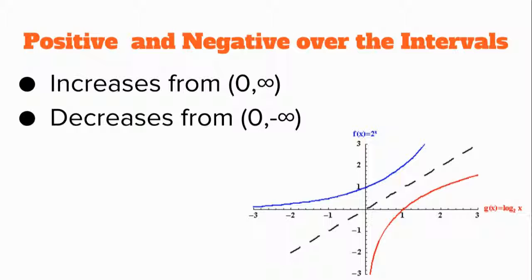All right, so positive and negative over the intervals. Positive and negative has to do with the x-axis, what's above it and below it, or also on the y-axis, what's positive and what's negative. As you can see, the red line increases from 0 to positive infinity above the x-axis, and below the x-axis would be 0 to negative infinity.